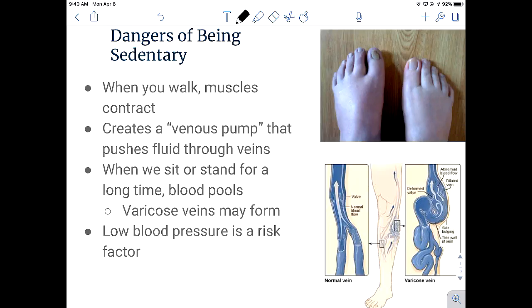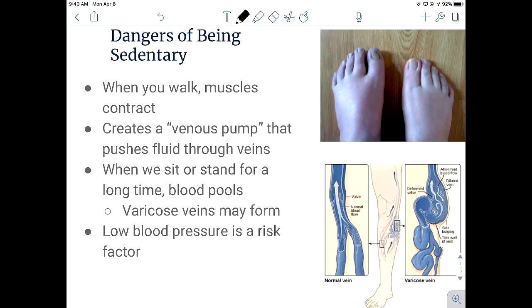Having low blood pressure will increase the effects of both of those symptoms, or increase the chance of them. So being anemic or having other factors that affect blood pressure, anemia is not necessarily directly related to blood pressure, but having factors that affect blood pressure will also play into these dangers.